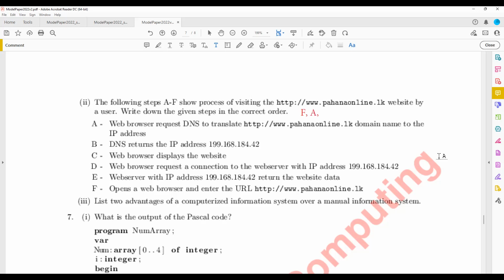So we have to request that this website URL be translated into an IP address, and for that we request the domain name system server. Then B: the domain name system will return the IP address. Now we know where to connect. Then D, because using this IP address you can connect to the particular computer. Then E, because once you connect, you request the data and it will send it to you. Finally C: the web browser displays the website. Good.